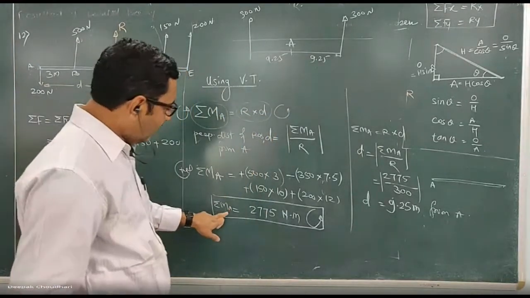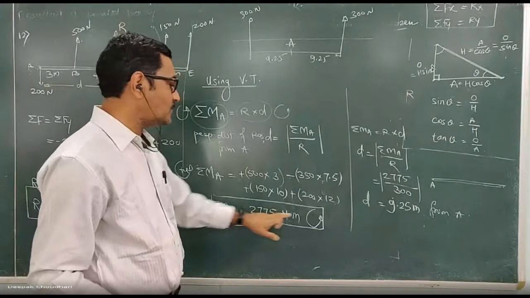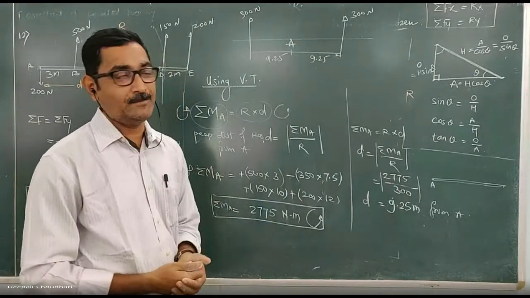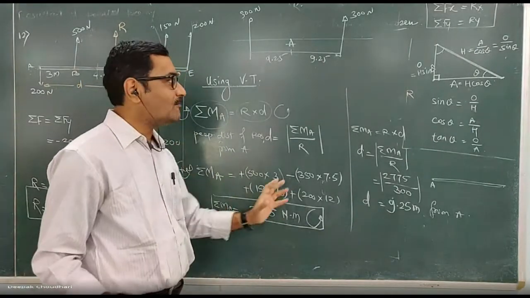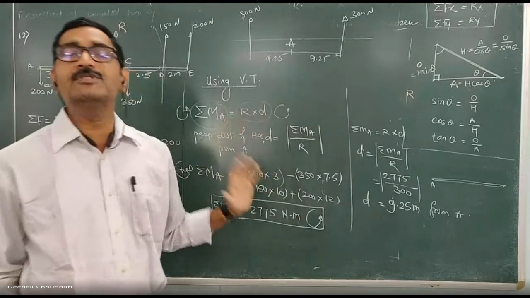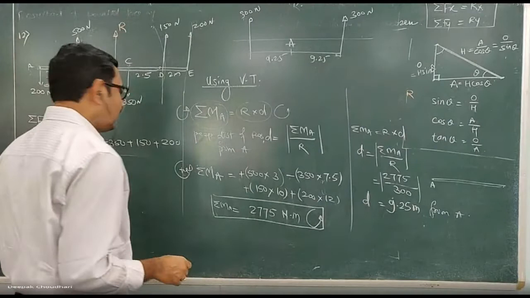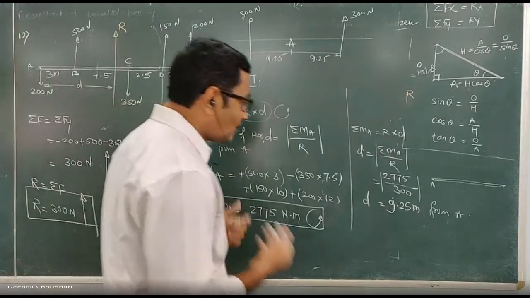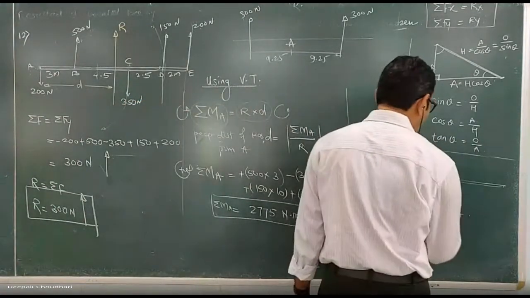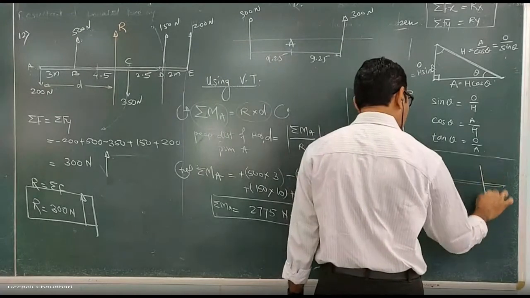And here we observe that all forces are producing the anti-clockwise moment about point A. If all forces produce the anti-clockwise moment, resultant must produce the anti-clockwise moment here, and this resultant which is acting vertically upward here, to produce its anti-clockwise moment about point A, it must be on the right side of A.